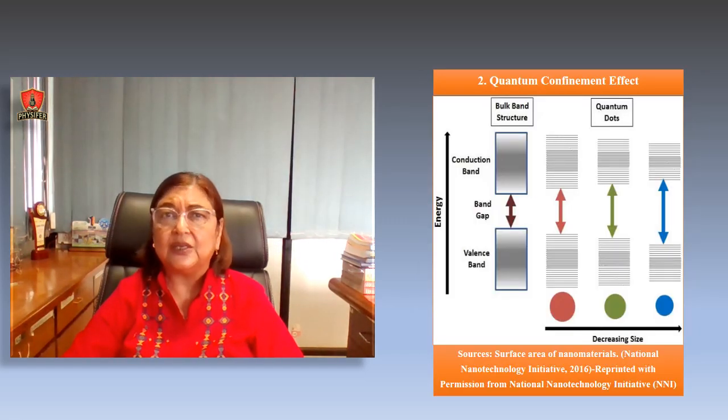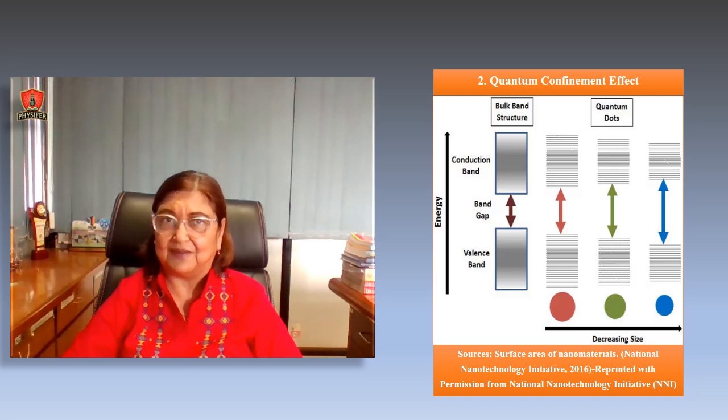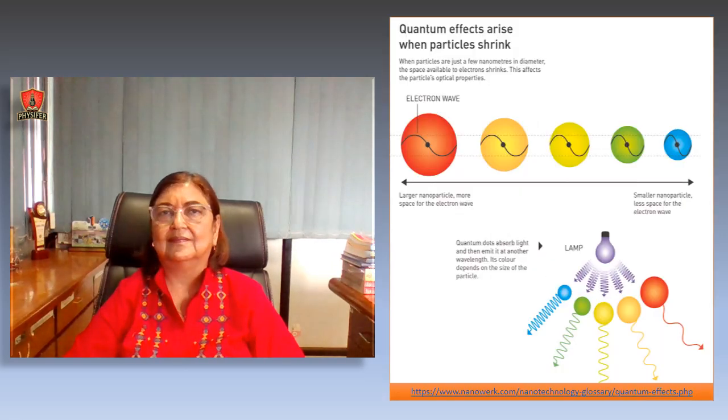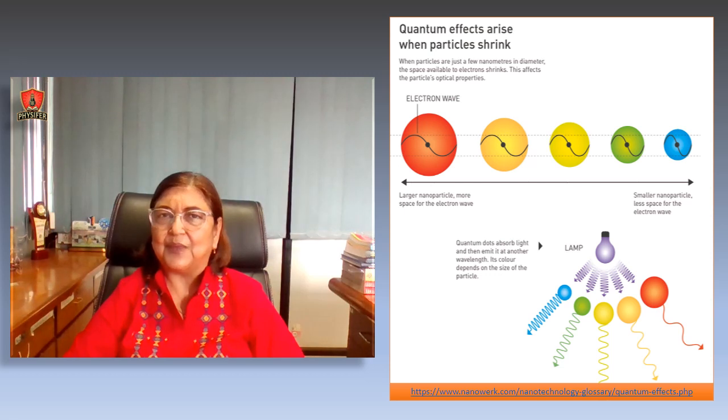Also, due to reduced particle size, the electronic configuration gets modified, and this is known as quantum confinement. It affects the band gap, resulting in alteration of the electrical, magnetic, and optical properties of the material. Quantum mechanics becomes important at the nanoscale. This is the arena where classical physics breaks down and quantum mechanics takes over to govern the behavior.